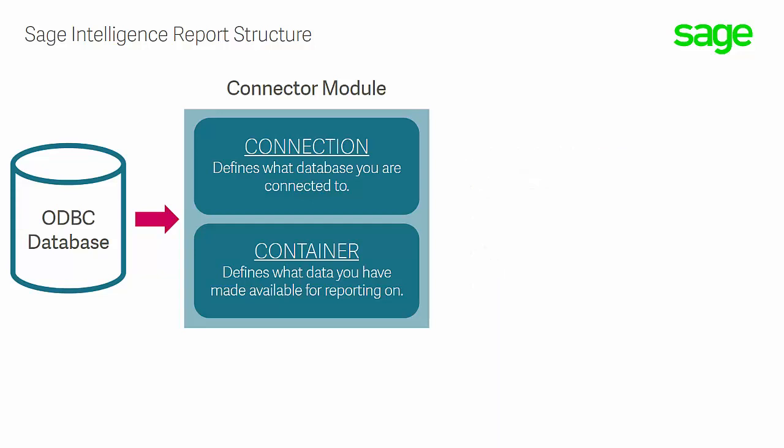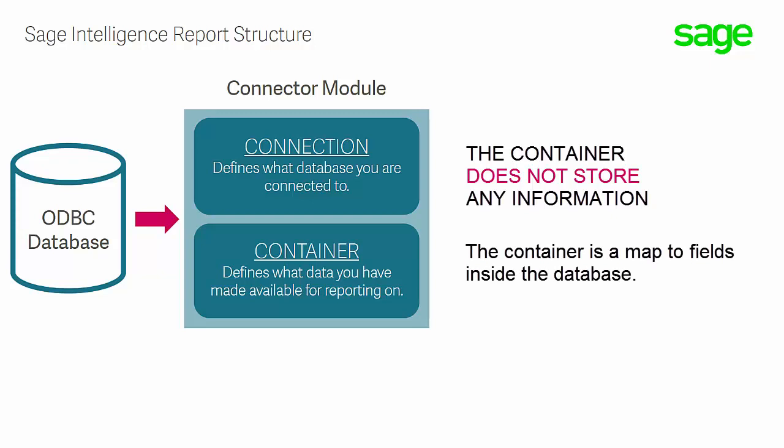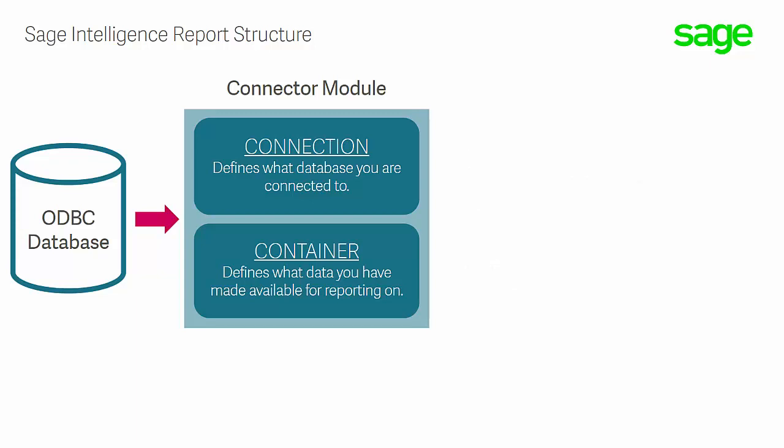It's important to remember though that when it comes to the container, there's no information stored in the container itself. Let me reiterate that. The container itself does not store any information. The container is essentially a map to the specific fields inside the database. The container says what data you get to play with and what things you have access to. The container lives inside the connection, and the connection points to a specific database.